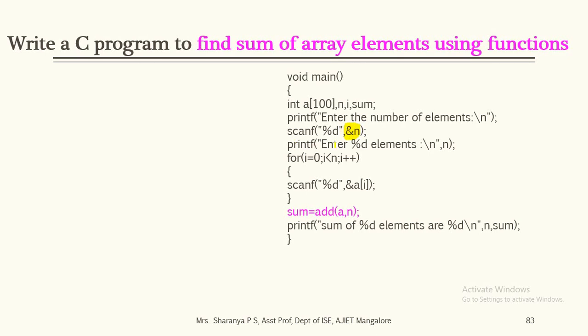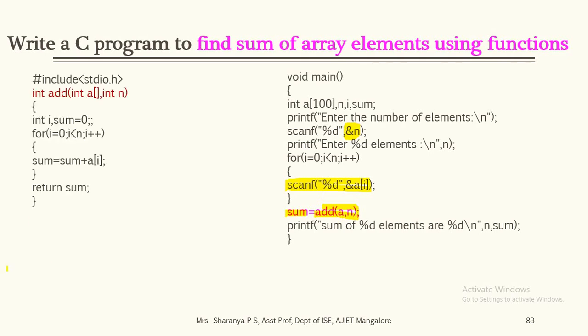And next we have to take the elements one by one from the user. That is, enter the elements, and we are reading the elements one by one from the user. And then we are calling the function add(a, n). The result, whatever we have calculated, the sum, will be stored in the variable sum and we are printing it. What are a and n? a is nothing but the array and n is the size of the array.